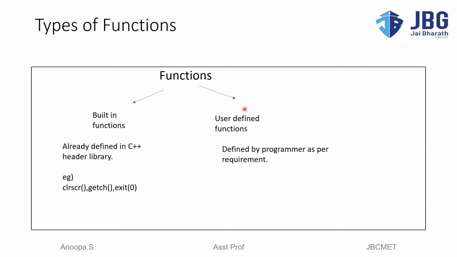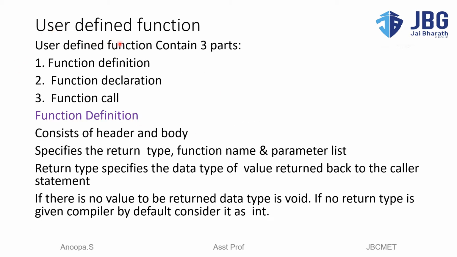Now user-defined functions. These functions are created by the programmer for a particular requirement. The user-defined functions have mainly three parts: function definition, function declaration and function call. Now we will see in detail each of them. First is function definition. Now function definition will consist of a header part and a body part. And the header will specify the return type, function name and parameter list. We'll see what these are in detail.